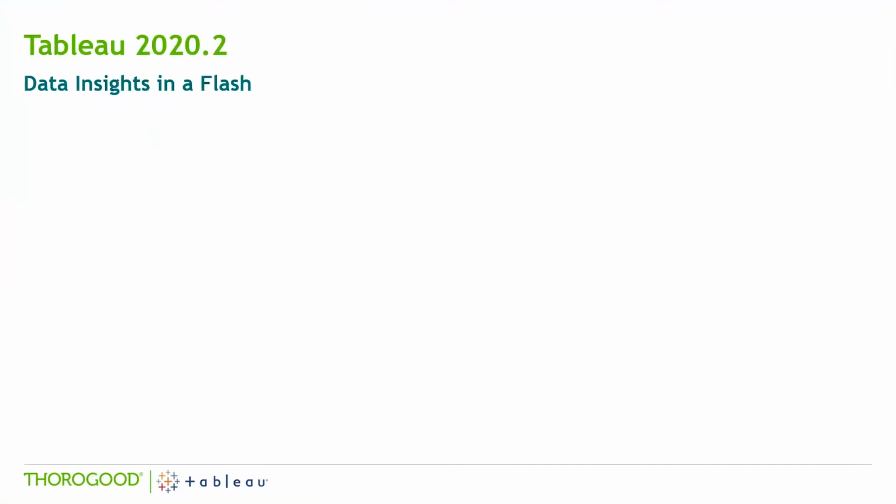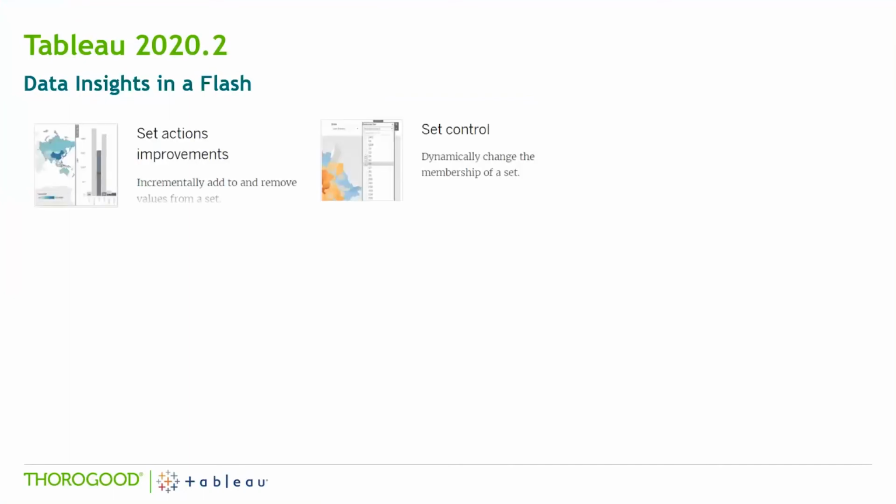And following the trend of making everything fast, accessible, easy to use, we see some improvements around on-set actions and set controls. This allows the user to change the focus of the analysis by changing what members make part of the set directly from a view or a visual or from a drop-down list.